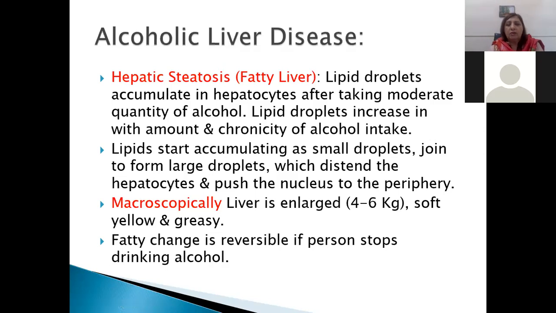Macroscopically, that is on gross appearance, the liver is enlarged, may become 4 to 6 kilograms in size, and it has a soft, yellow, and greasy appearance. When you do the naked eye examination of the liver, it is a large liver, weighing up to 4 to 6 kilograms, and soft and yellow and greasy in consistency. Fatty change is reversible if the patient stops drinking.